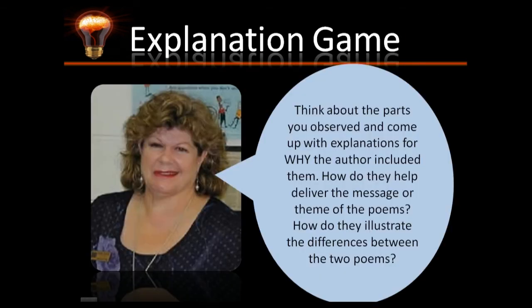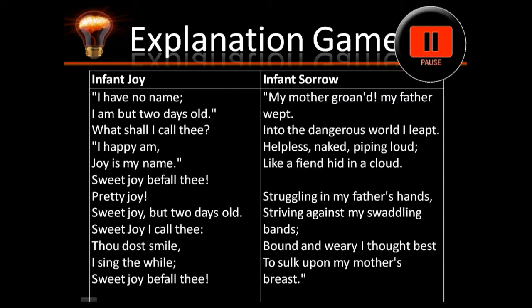Alright, now that you've named the important parts of that poem, think about those parts you observed and come up with explanations for why the author included them. How do they help deliver the message or theme of these poems? How do they help to illustrate the differences between the poems, one from the perspective of innocence and the other from the perspective of experience? Discuss with those around you and try to explain the reasons for those parts you observed. Go ahead and pause the video.